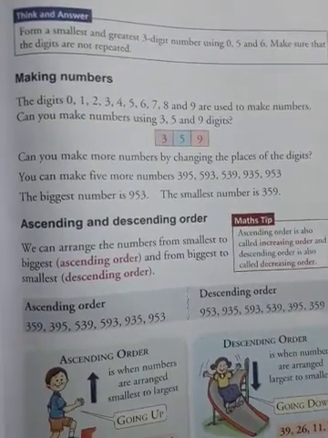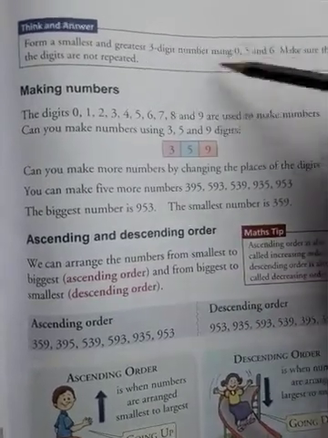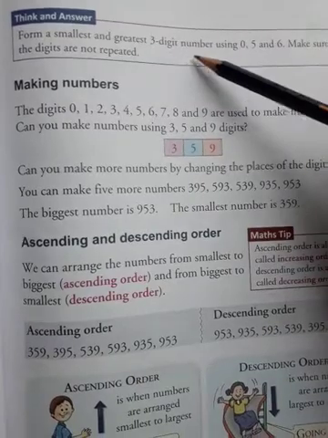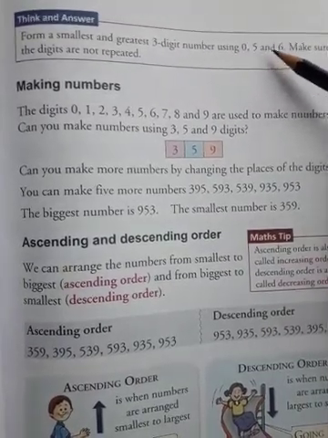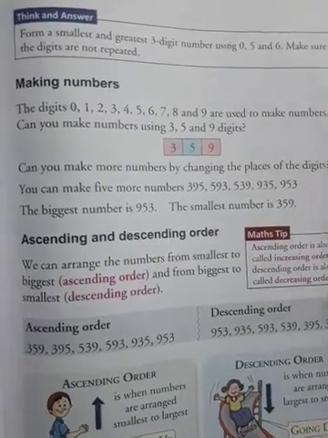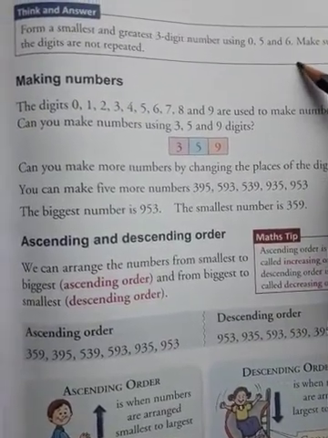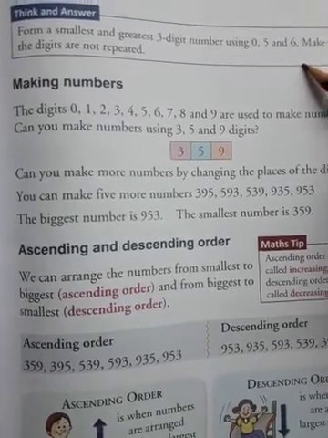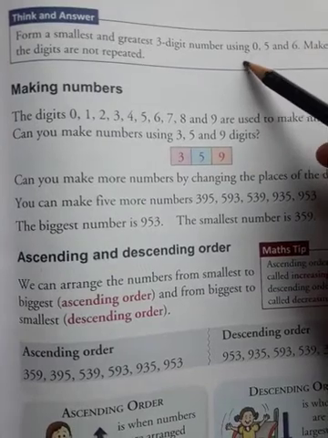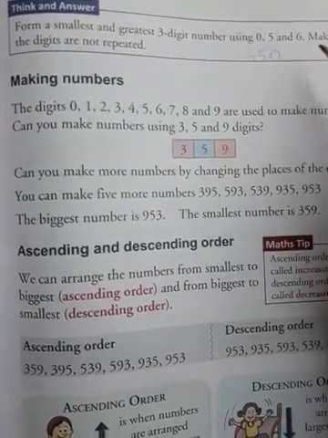Making numbers. Here is one question, think and answer. Form the smallest and greatest 3-digit number using 0, 5 and 6, making sure that the digits are not repeated. So here you use 0, 5, 6 to make the smallest and greatest 3-digit numbers. When you make the greatest number, first of all you write the greatest digit: 6, 5 and 0. This is your greatest number.